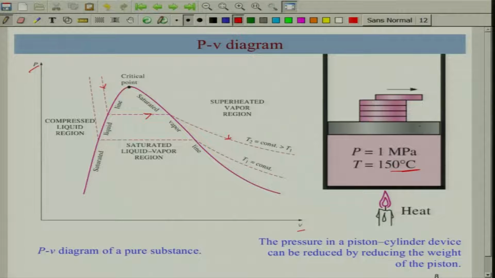That means you have a weight on the piston, and if you allow this weight to reduce in such a manner that the process is extremely slow, then there will be expansion. When you remove the weight, the piston moves up a little bit, and that means it follows this line. At a certain pressure, the system undergoes phase change and then subsequently follows the superheated region. These are the isothermal lines, similar to the TV diagram. In the PV diagram, you connect the points corresponding to saturated liquid and saturated vapor, and you get a curve leading to the critical point. This is a typical PV diagram for a pure substance.